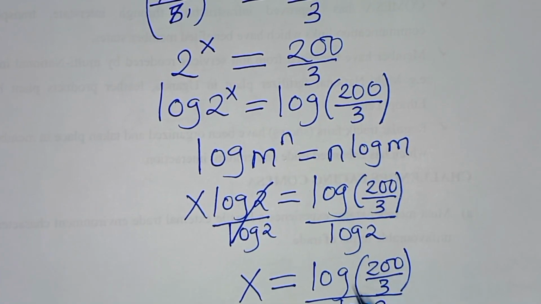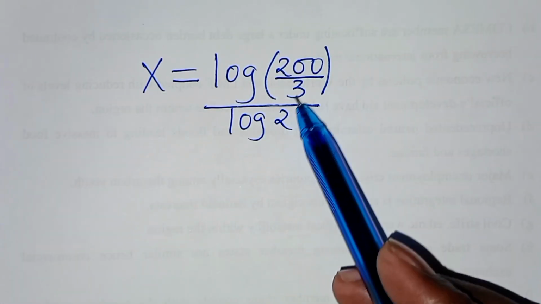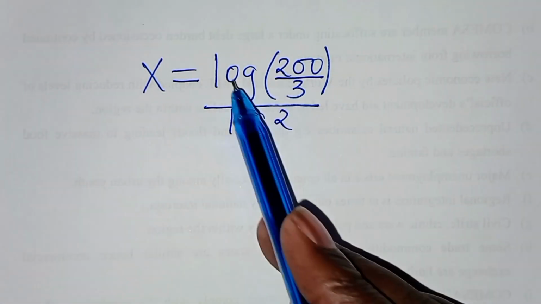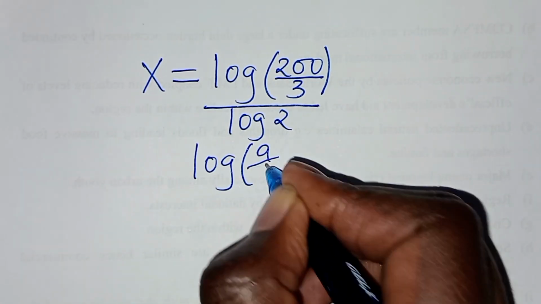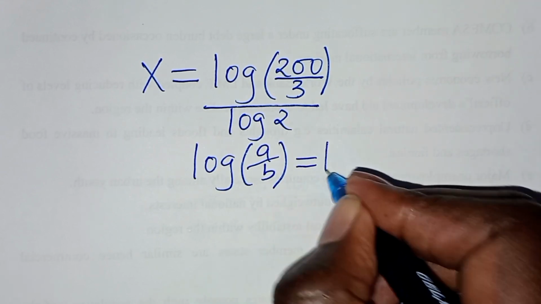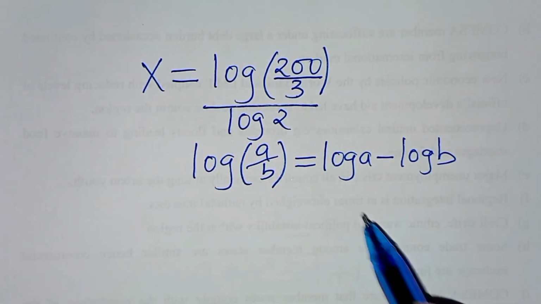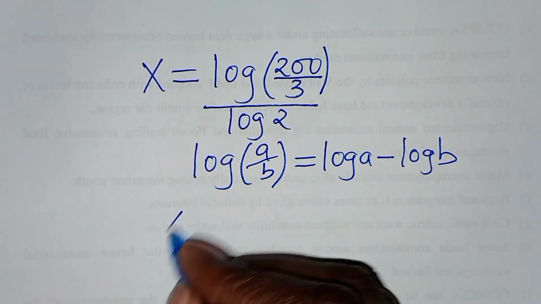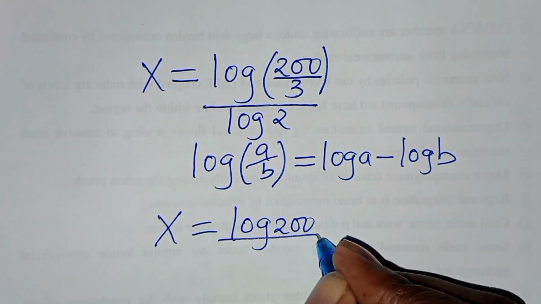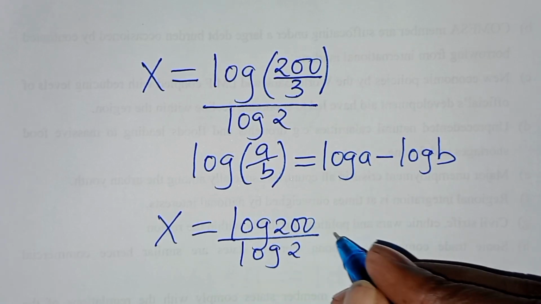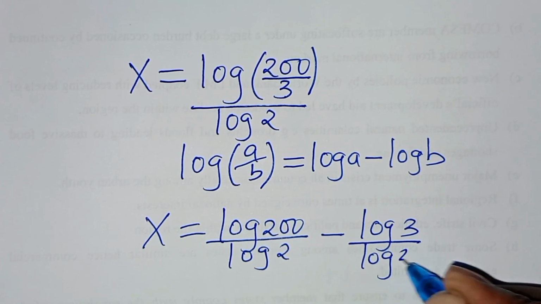So let's proceed from here. So here we have log 200 over 3 divided by log 2. So log 200 over 3, this is in the form of log a over b, which we can express as log a subtract log b. Applying this logarithm property, then x can be expressed as log 200 divided by log 2 subtract log 3 divided by log 2.